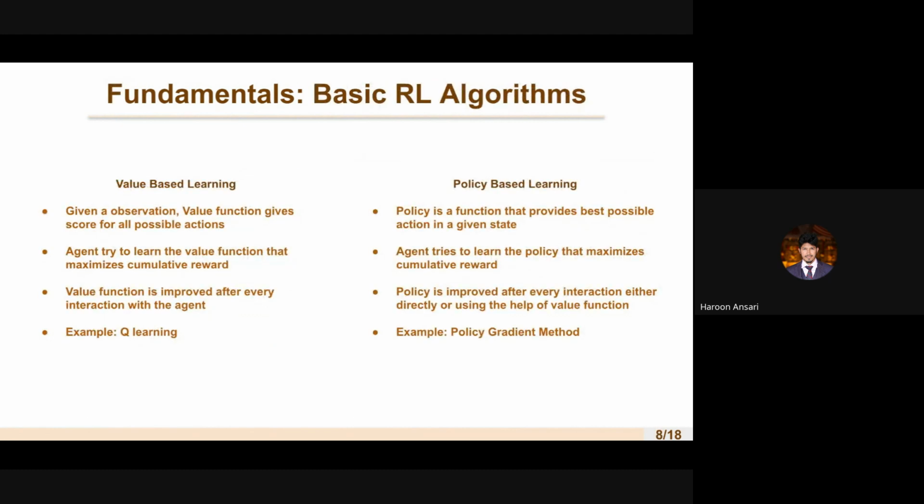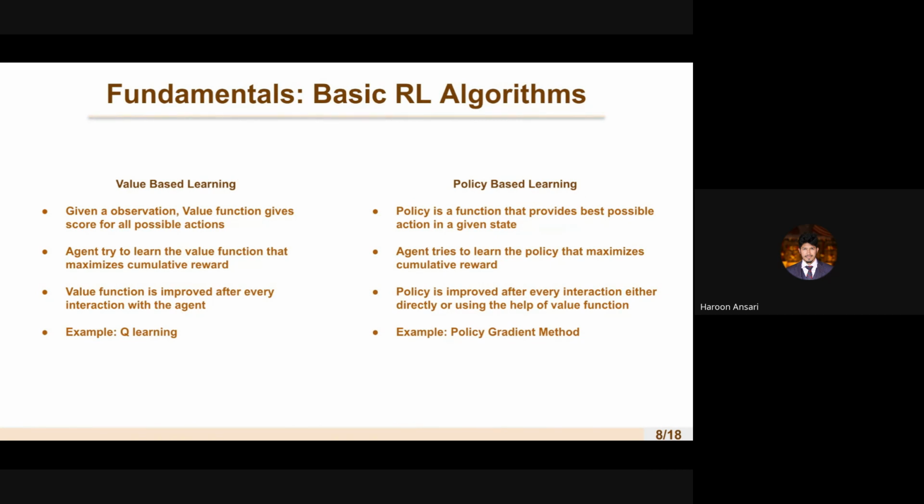Now, there are two major categories of algorithms. One is value-based, another is policy-based. For value-based, as I said, there is a value function that we try to learn over time that tells us how good an action is in a given state. So, the algorithms fall into two broad categories. If you see logically, if we have a value function with us, then we can take the action according to that value function, right?